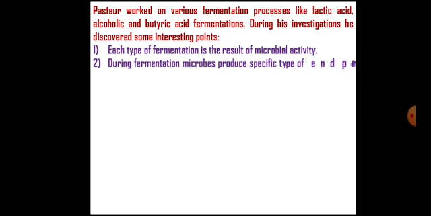Second, during fermentation, microbes produce specific types of end products using substrates like sugars. For example, in lactic acid fermentation, lactic acid bacteria are the microbes that convert lactose into lactic acid. Or in ethyl alcohol fermentation, yeast microbes convert sugar into alcohol and CO2.